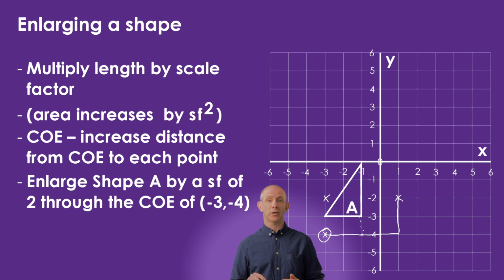the height of the original triangle, which was 3, to create the height of the new triangle, which will be 6, and then draw this up. I can then fill in all the other sides. So this is the enlargement of shape A by a scale factor of 2 through the centre of enlargement of -3, -4. I can label this with A' because it hasn't given me any other labels to give it.